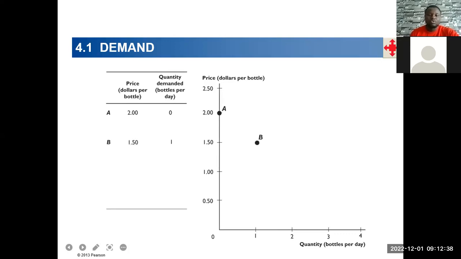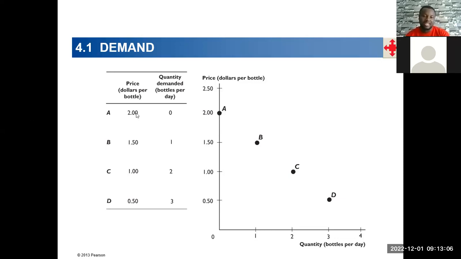Now let's go to another price. At point B, price was 1.5 and quantity demanded was 1. So you see where point B is. If we go to point C, price was 1 and the quantity demanded was 2. So we come to point C, 1 and then 2. That is what we do; we keep on getting the points on the graph.